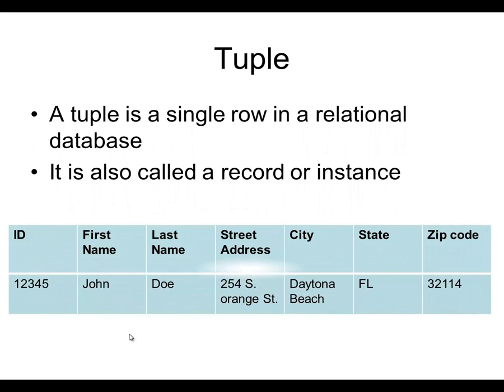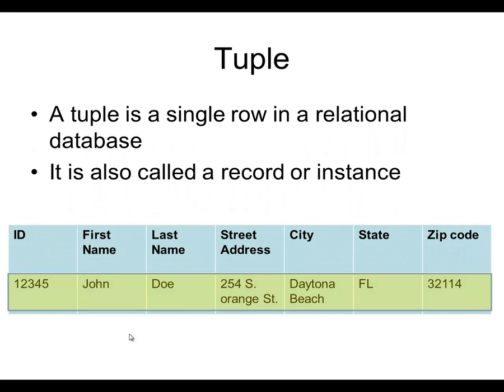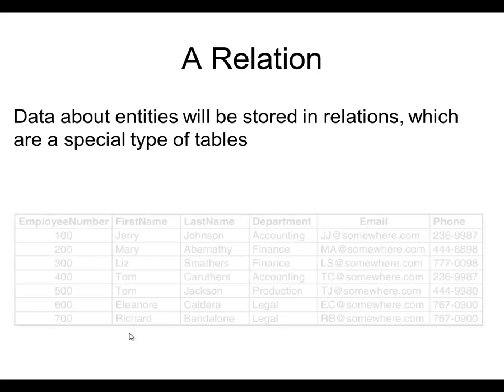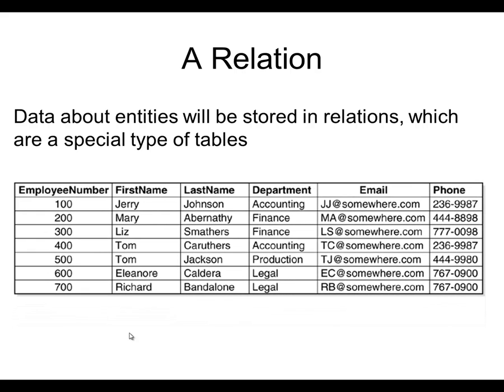Attributes that relate to a specific entity will be arranged in what's called a tuple. A tuple is a single row in a relational database. It's also called a record or instance. The data that we collected about the different entities will be stored in records or tuples, and the tuples will be grouped in a special type of table that is called a relation.